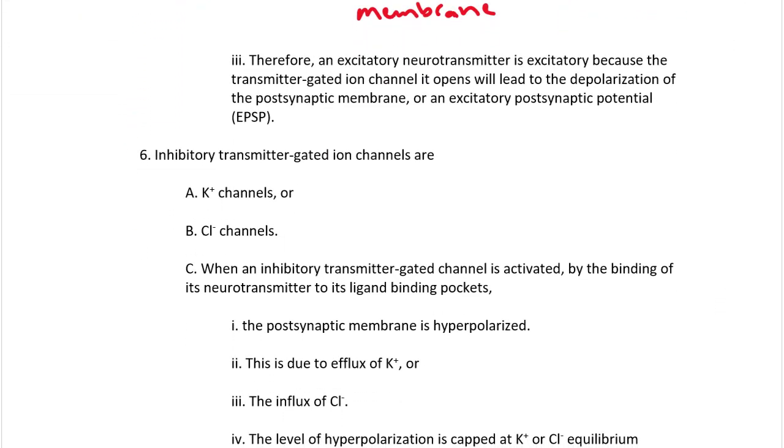Therefore, an excitatory neurotransmitter is excitatory because the transmitter-gated ion channel it opens will lead to the depolarization of the postsynaptic membrane, or an excitatory postsynaptic potential, an EPSP.